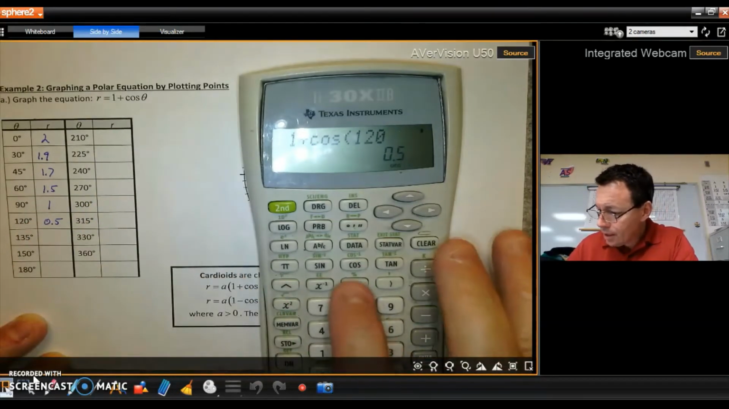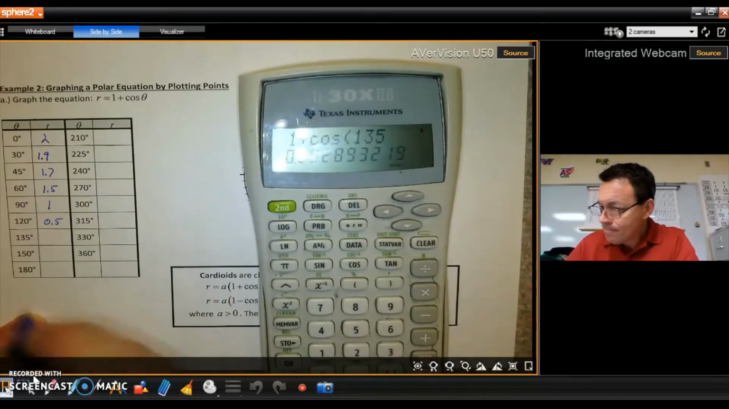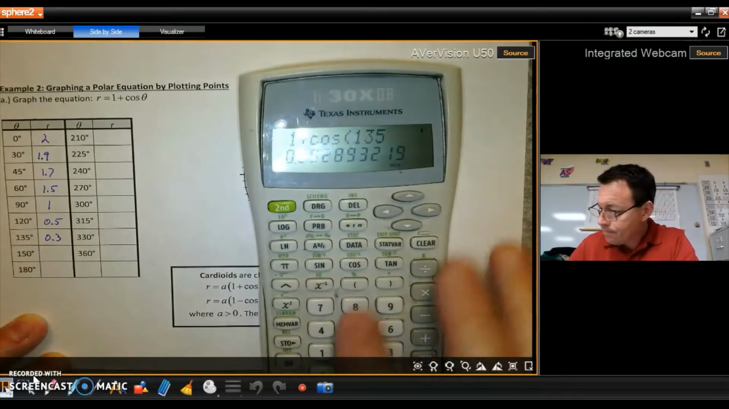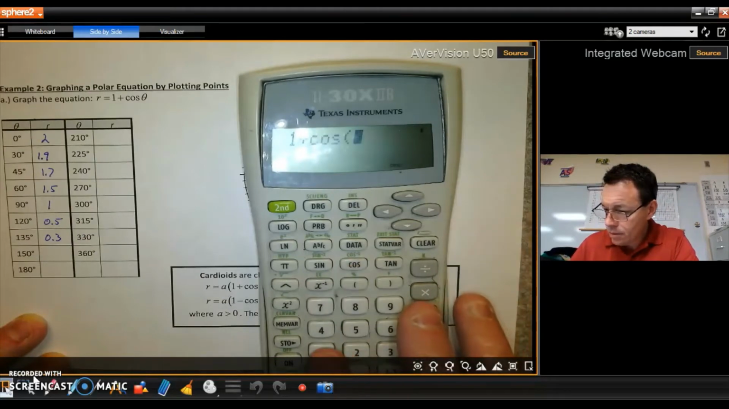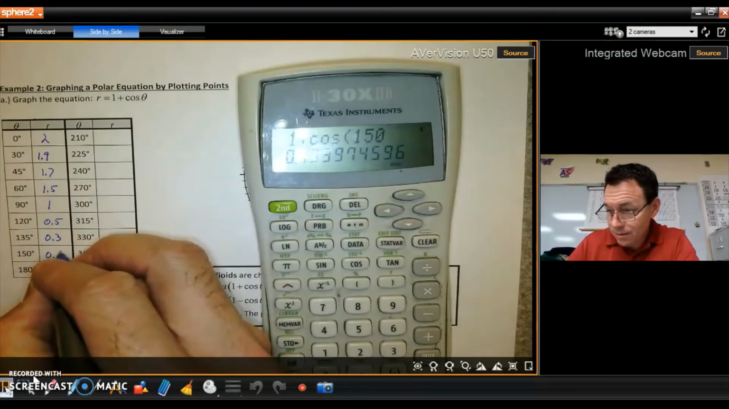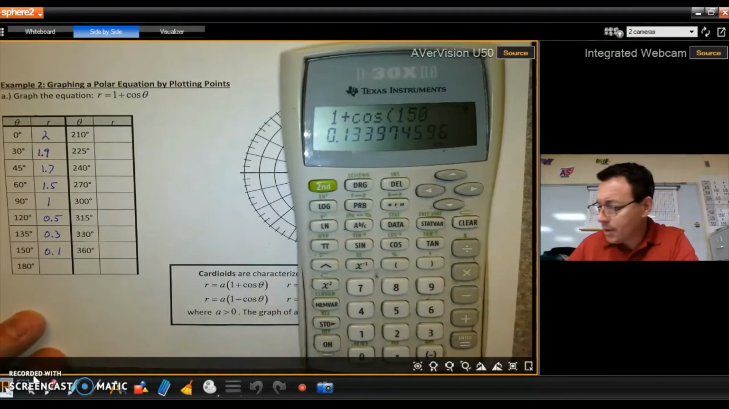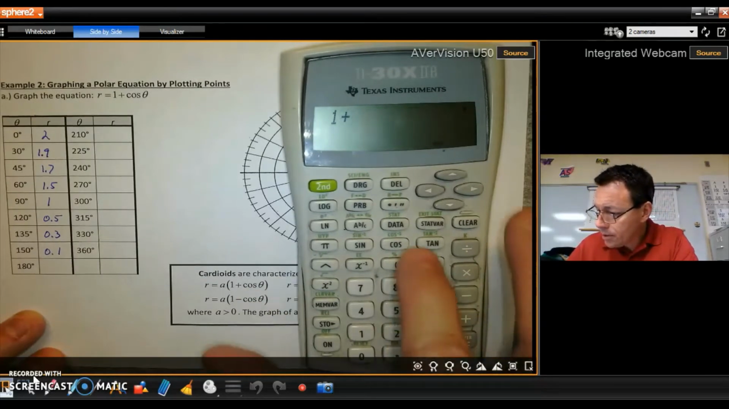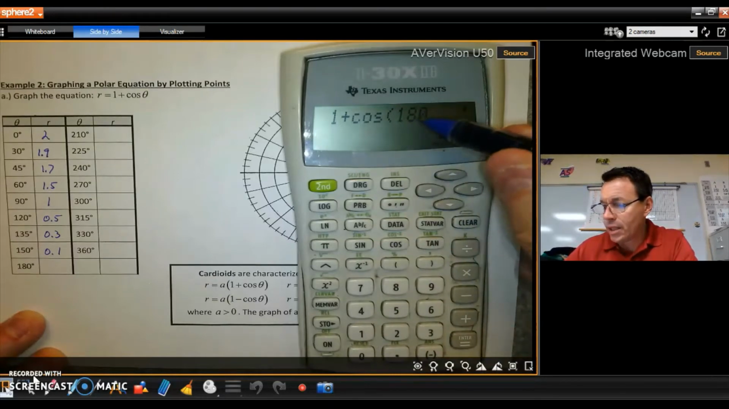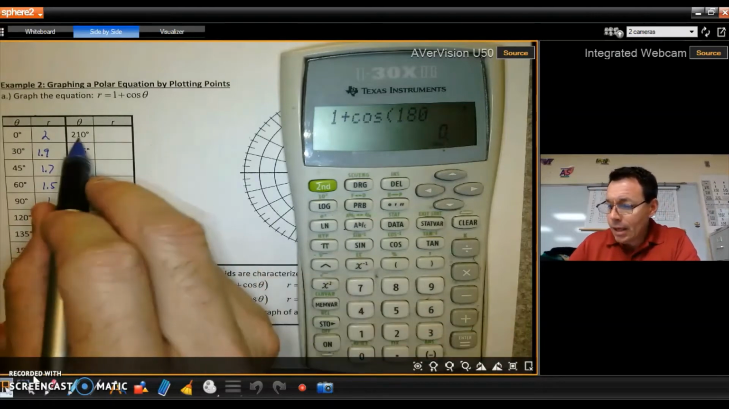1 plus cosine of 135. We'll call that 0.3. 1 plus cosine of 150. Ooh, 0.1. I'm just going to call that 0.1. Sorry, there's a glare. There you go. You can see mine a little bit better. 180. 1 plus cosine of 180 is 0. Oh, cosine of 180 is negative 1, and then negative 1 and 1 is 0. How about 210?